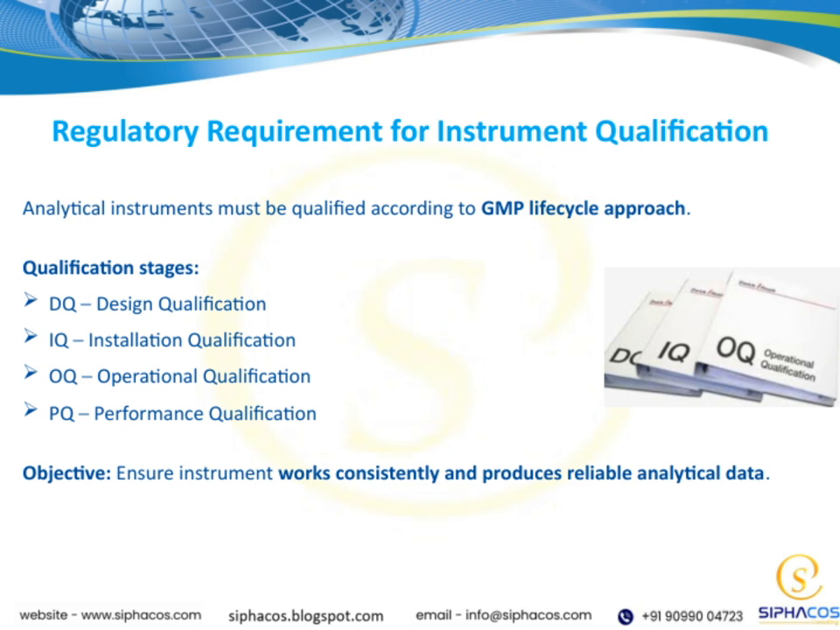ready for operation. Next is operational qualification, or OQ, where we test the instrument to make sure it operates according to its specifications. Finally, performance qualification, PQ, verifies that the instrument performs reliably over time and under actual working conditions. The main goal here is to ensure that the instrument consistently works as expected and produces reliable analytical data. This is crucial for maintaining quality and compliance within our manufacturing processes. Each of these stages plays a vital role in safeguarding the accuracy and integrity of our analytical results.